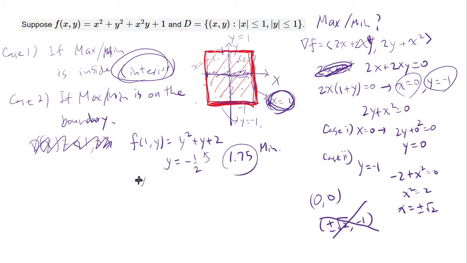Also, because y is between -1 and 1, if you plug in 1, you get 4. And if the y value is -1, you get 1 plus 2, 3 minus 1, you just get 2. Okay, so these are the points.